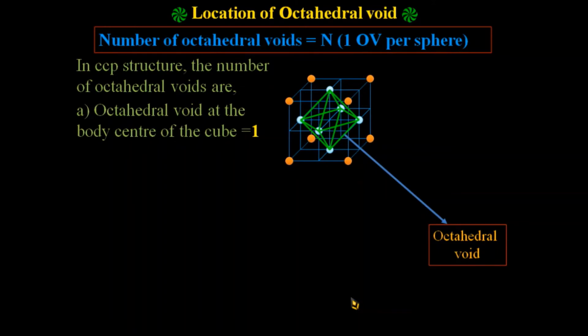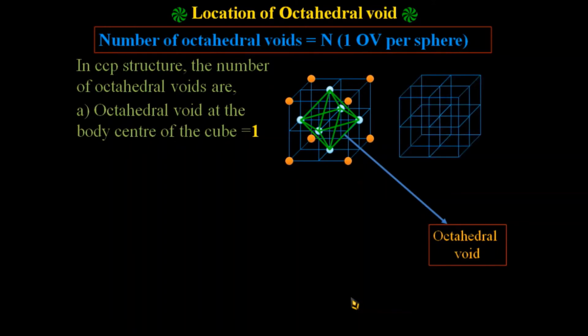Thus, in CCP unit cell, here we see how the octahedral void is present in the center of each edge of the cube. Here we consider the FCC or the CCP. Then we consider this part of the cube and this edge, this bold one.